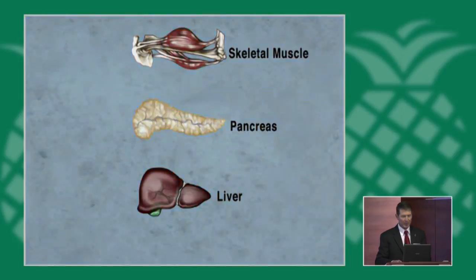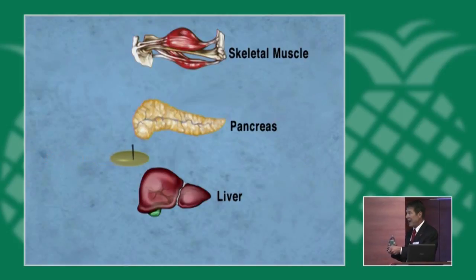So here you could see an example of the free fatty acids going to skeletal muscle, and that can lead to skeletal muscle insulin resistance. The free fatty acids, as I said, can also damage the beta cells in the pancreas, leading to type 2 diabetes, and of course in the liver we get fatty liver, we get hepatic insulin resistance.